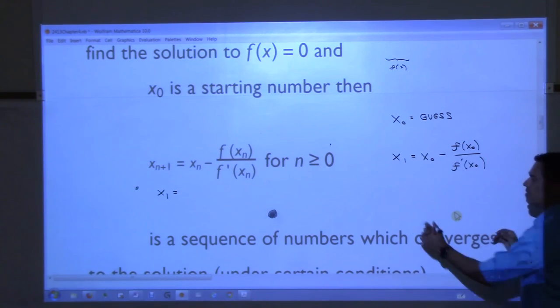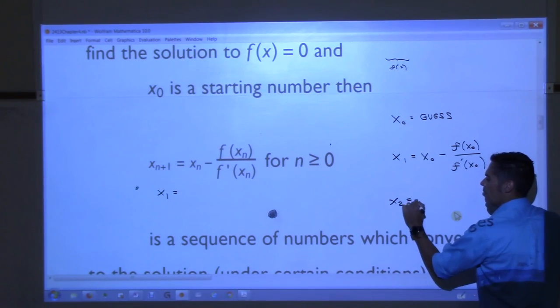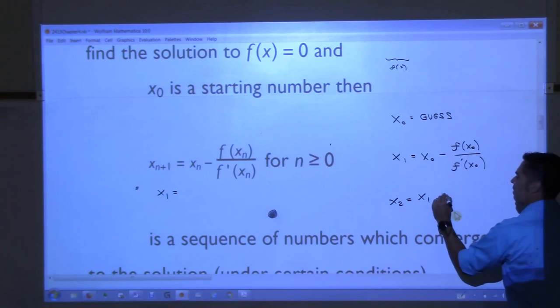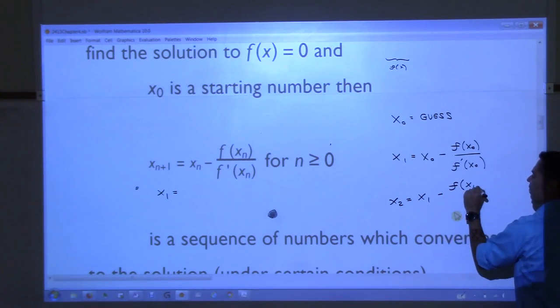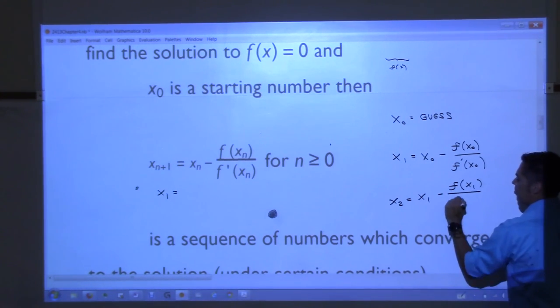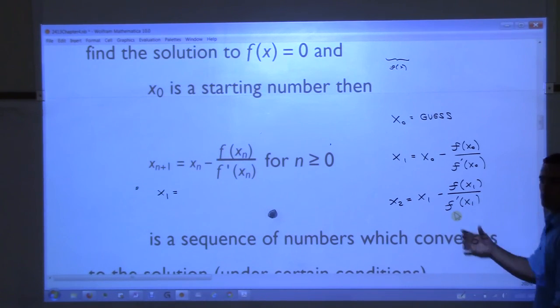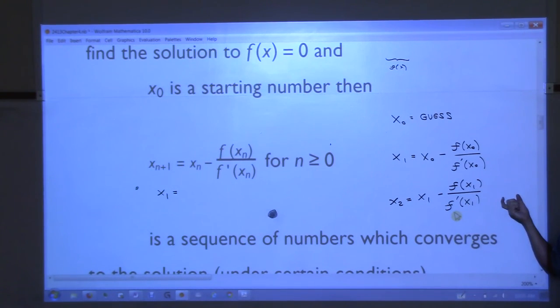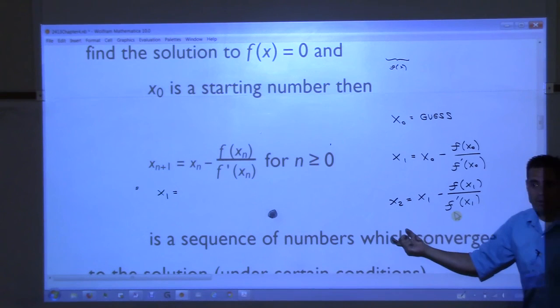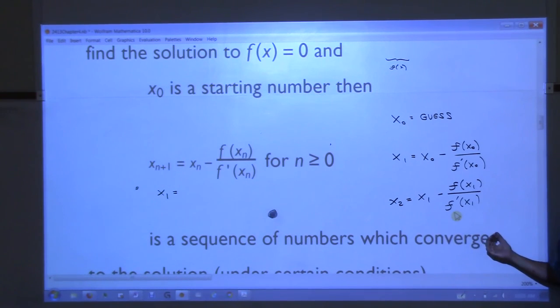We take that answer, and to get x sub 2, we take the x sub 1 that we just got, minus the function evaluated at x sub 1 over the derivative evaluated at x sub 1. We get that answer, that's x sub 2. To get x sub 3, we do x sub 2 minus, and so on. You understand? So Newton's method is just very tedious and mechanical. We're going to do it by hand, but we'll see why the computer is so much easier for this.